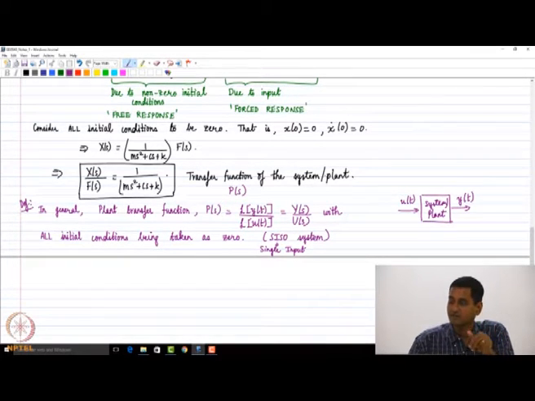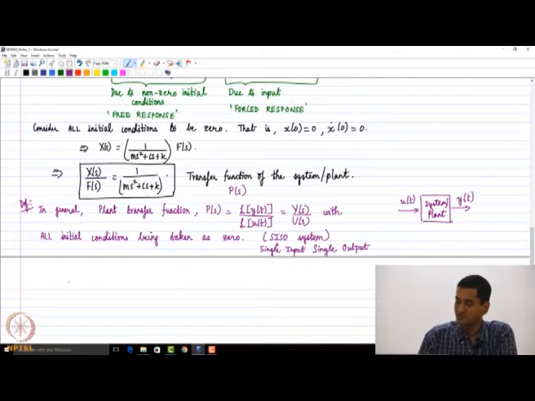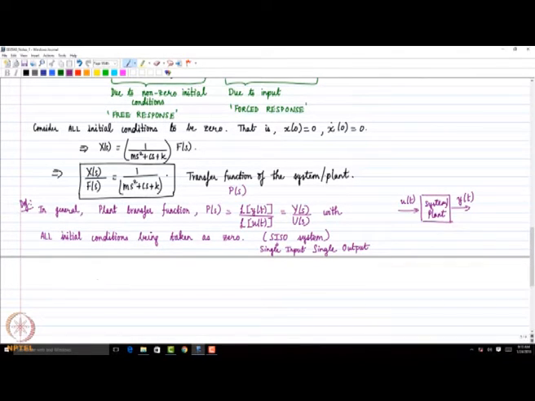So then I cannot take ratios like this, but I can still write it in a product form, where the vector y of s is equal to a transfer function matrix multiplying an input vector in the complex domain. That is still something we can do, but we are going to deal with single input, single output systems in this particular course. So essentially this notation holds true for a single input, single output system.